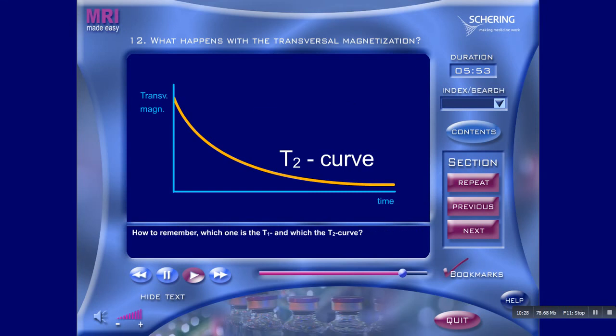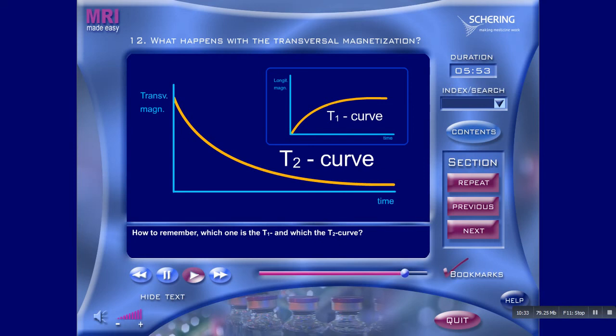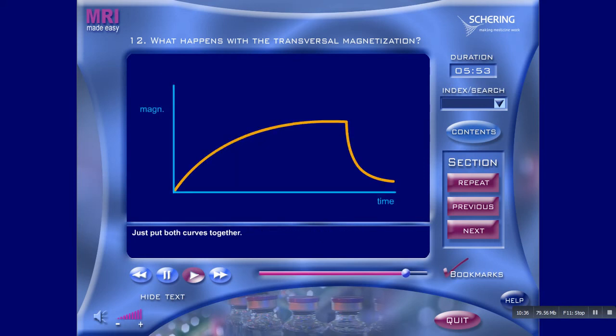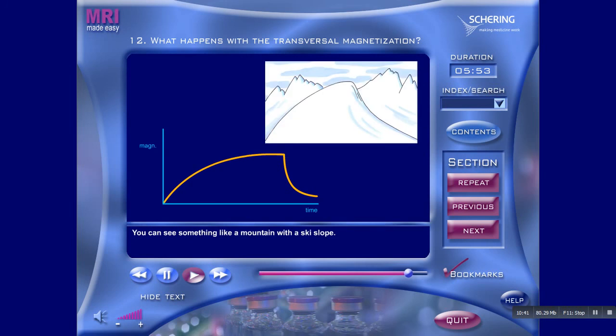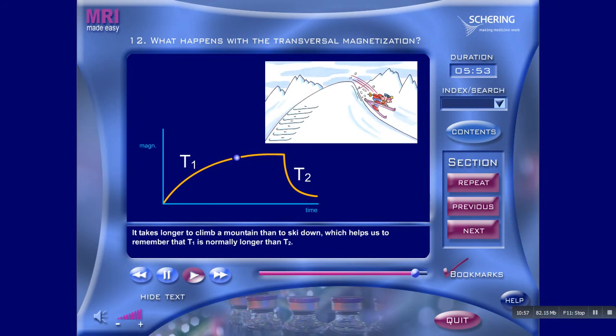How to remember which one is the T1 and which one the T2 curve? Just put both curves together. You can see something like a mountain with a ski slope. You first have to climb to the top, T1 curve, before you can ski down, T2 curve. It takes longer to climb a mountain than to ski down, which helps us to remember that T1 is normally longer than T2.